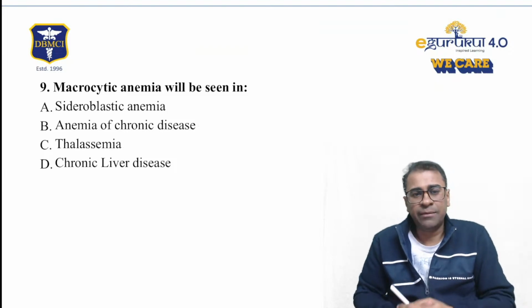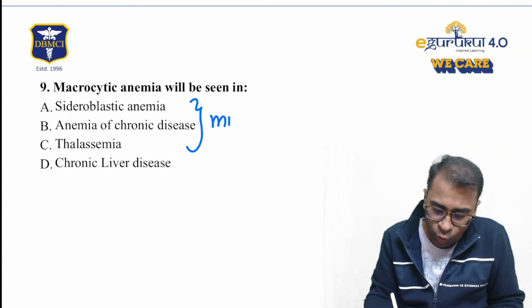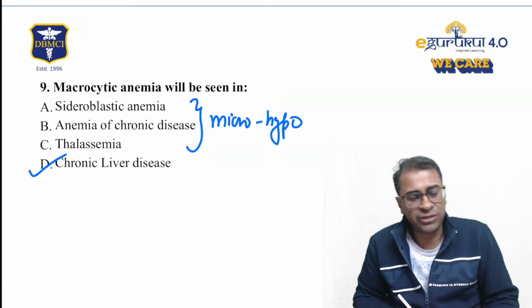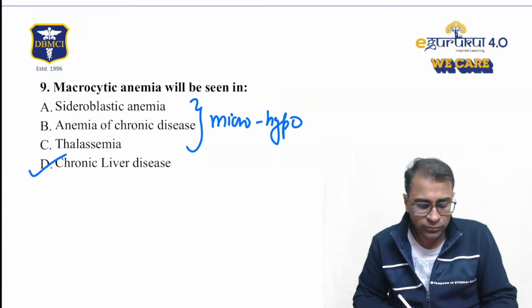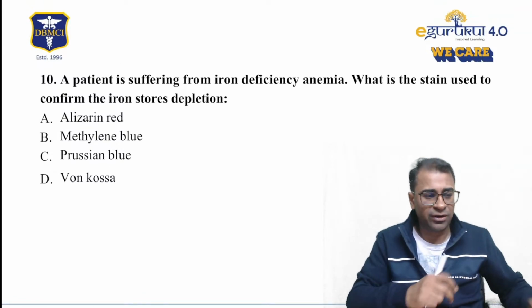Macrocytic anemia will be seen in, batao, this is microhypo, all these will show you microhypo. So yes, the answer is chronic liver disease can show macrocytic anemias. Next question, 10th. All of you answer it. Fatafat.